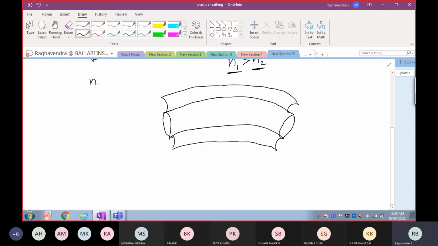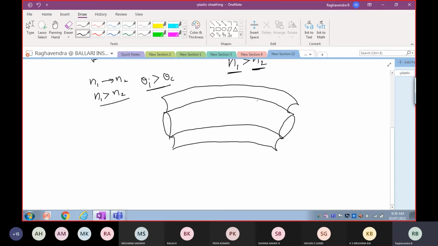The light should travel from the denser medium to the rarer medium. That is, the refractive index of the core should always be greater than the refractive index of the cladding. And one more thing, the angle of incidence should be greater than the critical angle. So when these two conditions are satisfied, then only the light undergoes total internal reflection.